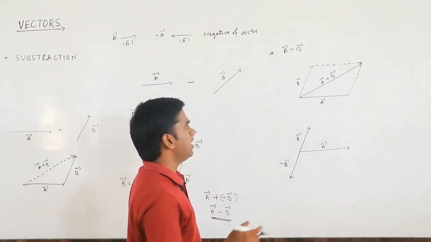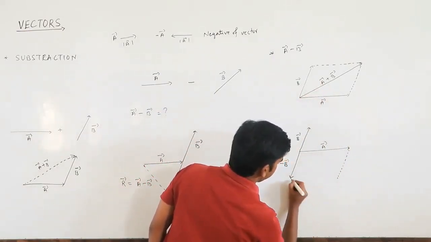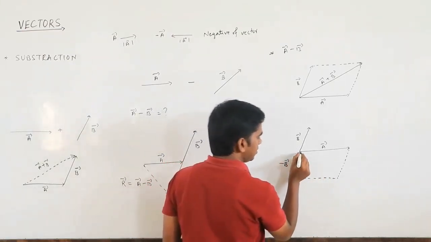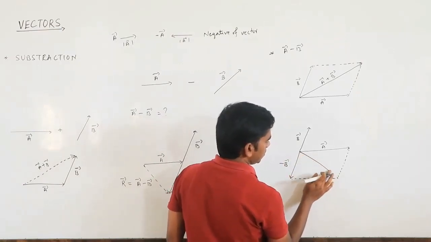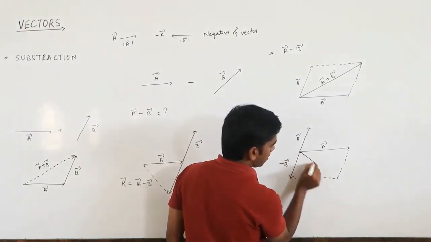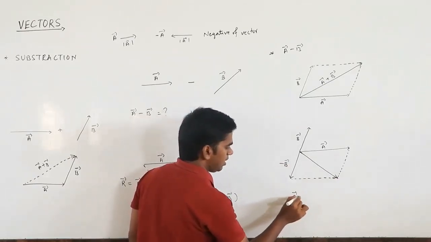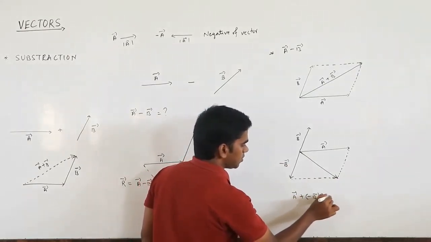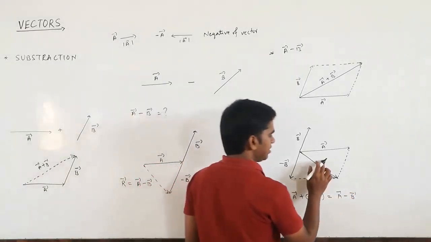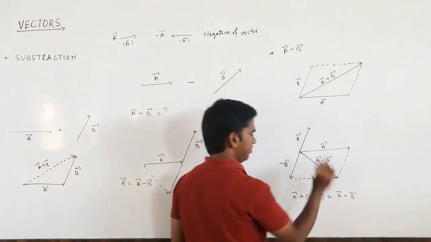Okay, so now again use the same parallelogram law. Just join it and make it a parallelogram. So this became a parallelogram. So where is the resultant? The resultant is going to be this one. So your resultant of A minus B is going to be here. Again, what I have done is vector A plus minus vector B, so that will become vector A minus vector B. This resultant is nothing but vector A minus vector B.